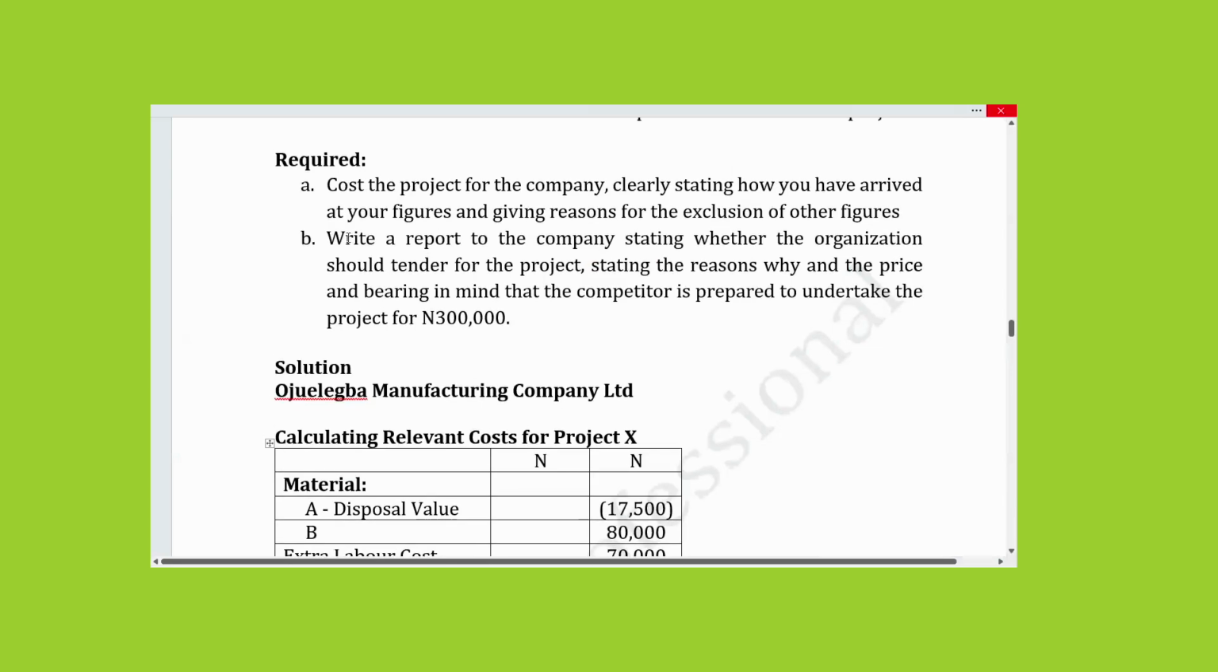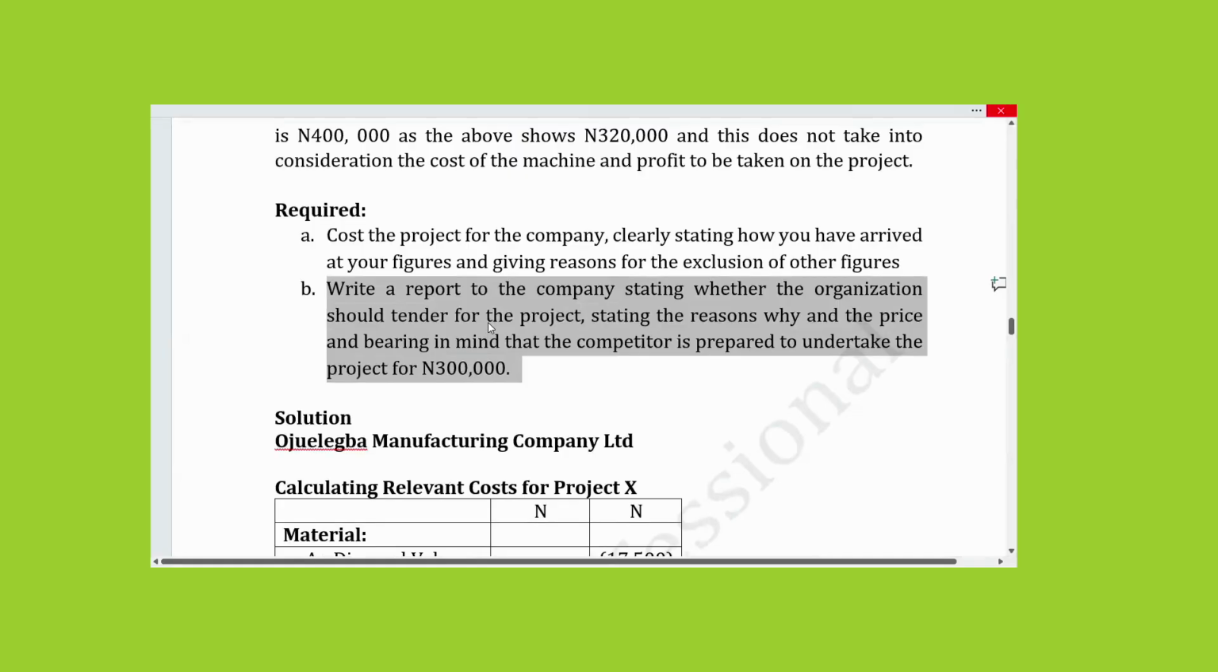All right. So let's go to the B part of the question. In the B part, you are asked to write a report to the company stating whether the organization should tender for the project, stating the reasons why and the price, and bearing in mind that the competitor is prepared to undertake the project for 300,000 naira. All right, so that is the question. This is the requirement. The examiner is asking you to write a report.